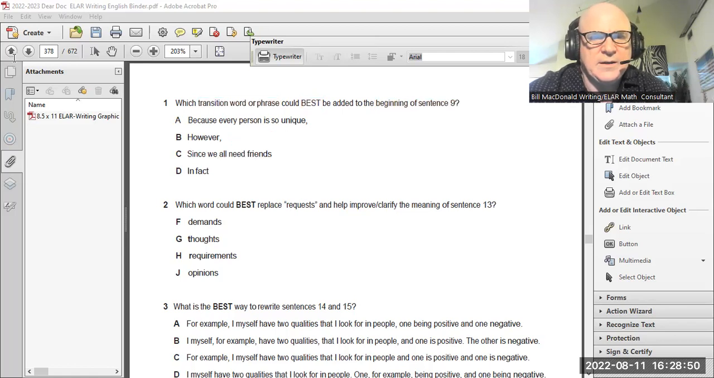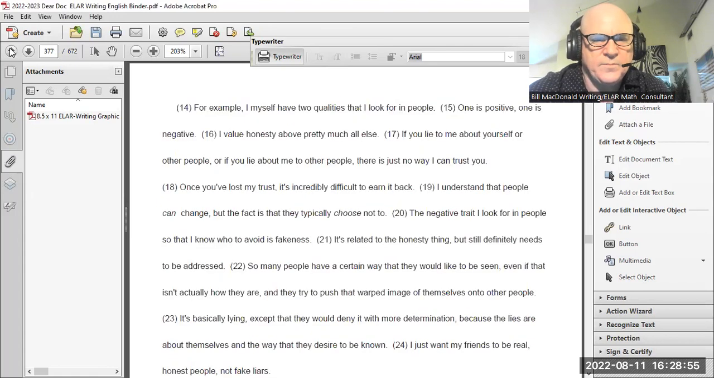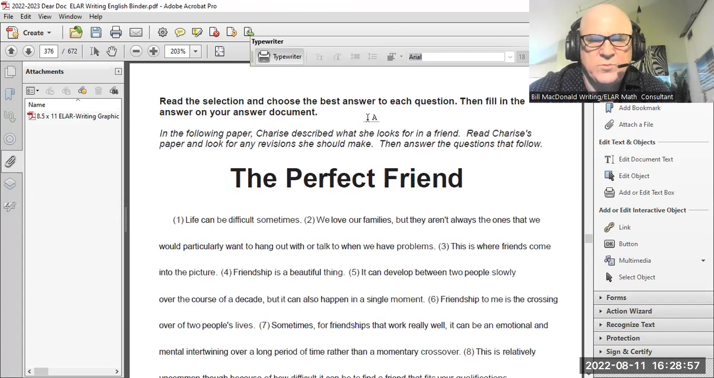So sentence 9, we'll back up to our passage. There it is. And I just want to show you right here real quick. Whenever your students read the actual passage, you're going to see that it's going to say revision up here.